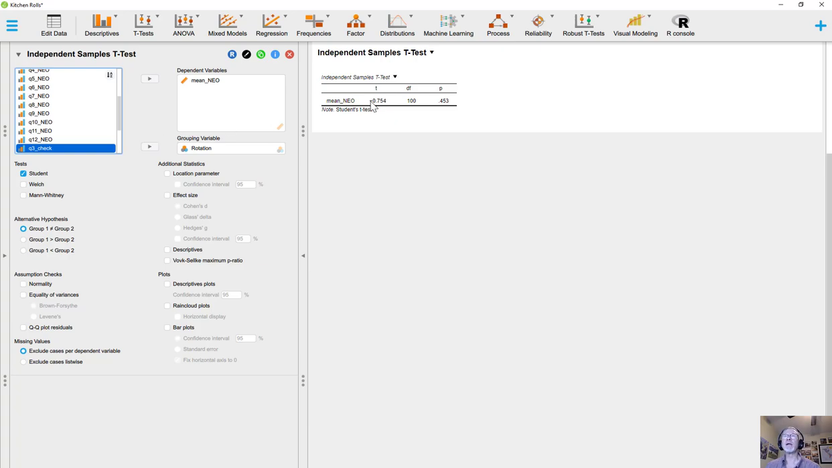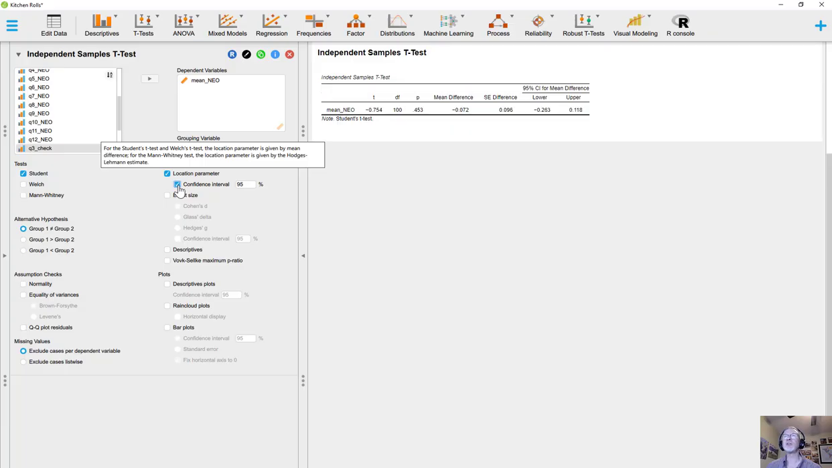What comes up right away is that we have a t-test value of minus 0.754 with 100 degrees of freedom, and the probability value is 0.453, which is not less than 0.05, and hence that indicates what? That it's not statistically significant. You can add on to that the location parameter and the confidence interval.